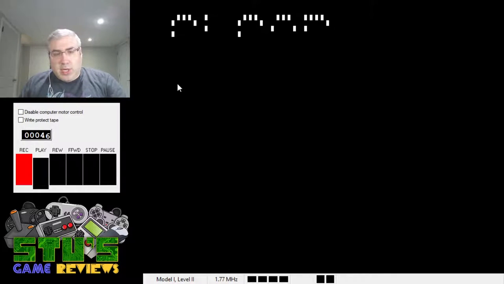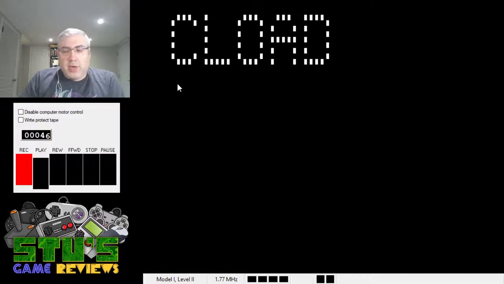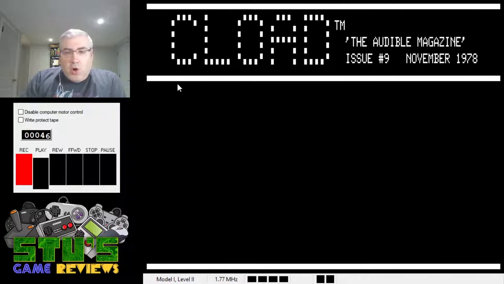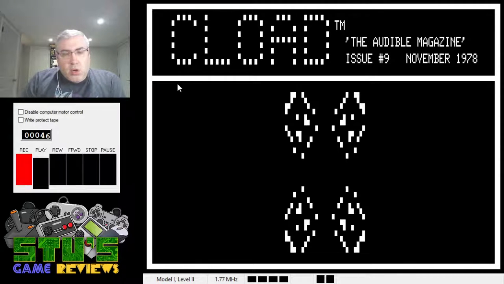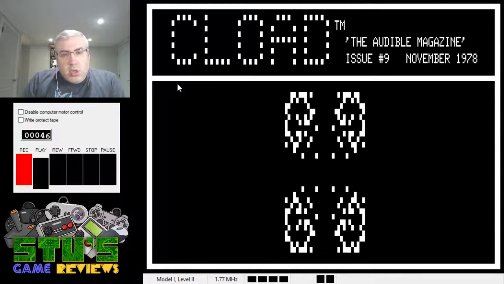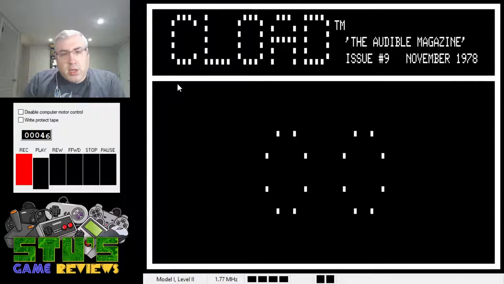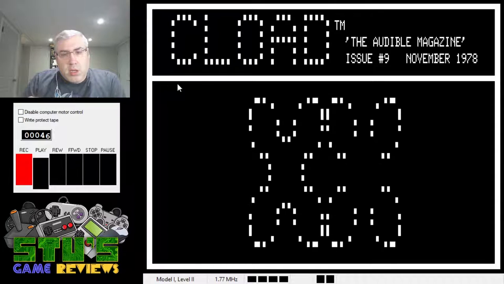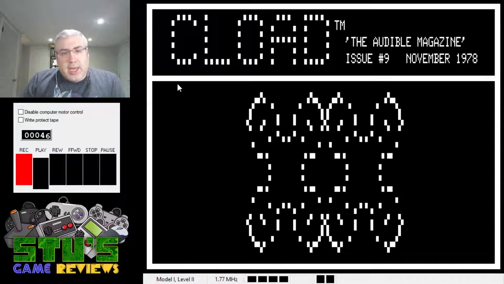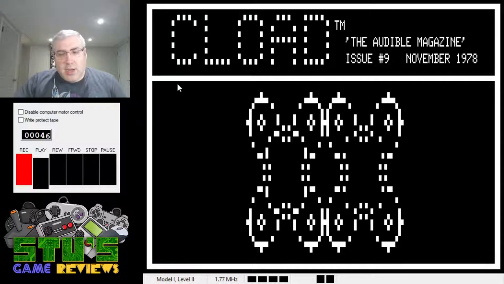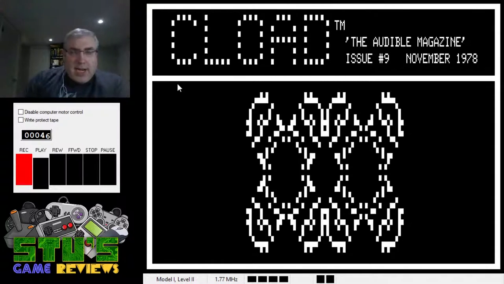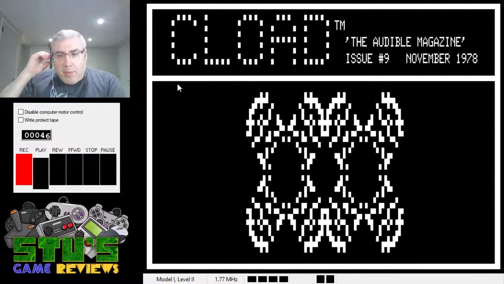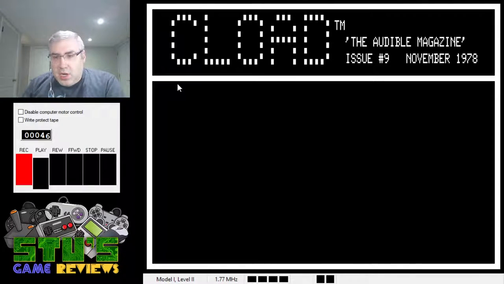Alright, what's this here? This is the cover thing only, so it won't be too exciting, but I like looking at the covers. CLOAD, the Audible Magazine, issue number 9, November 1978. Ooh, cool. It's like a kaleidoscope. That's really cool, actually. Wow, this is like a cool kaleidoscope thing. We're looking at CLOAD Magazine now. That's this yellow tape here. November 1978 issue. I'm also glad you joined before the end, Lester.